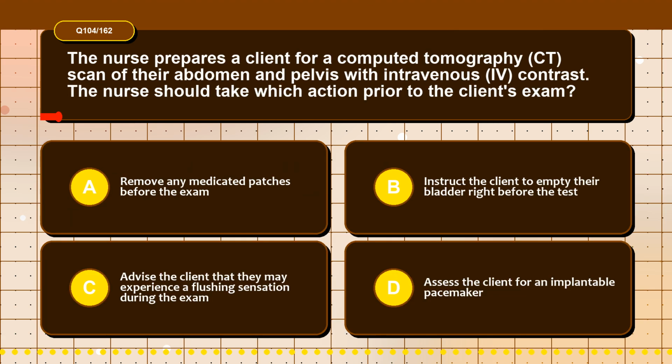Question 104. The nurse prepares a client for a computed tomography CT scan of their abdomen and pelvis with intravenous contrast. The nurse should take which action prior to the client's exam? Here are the options. Option A. Remove any medicated patches before the exam. Option B. Instruct the client to empty their bladder right before the test. Option C. Advise the client that they may experience a flushing sensation during the exam. Option D. Assess the client for an implantable pacemaker.